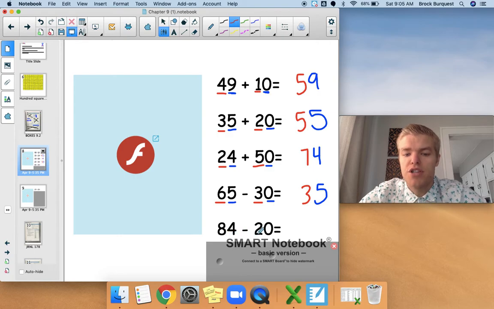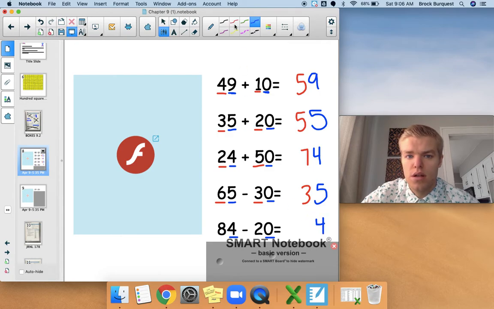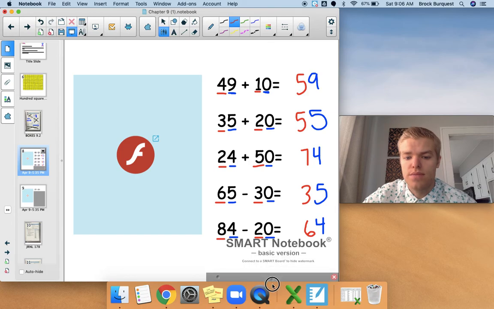Okay? Now, I want you to try this one on your own. 84 minus 20. So remember, we're going to start with our ones place. What's 4 take away 0? That's just 4. And we have our tens place here. What's 8 take away 2? 8, and then we take away 2. That would get us 6. So if you're at 64, you'd be exactly right.